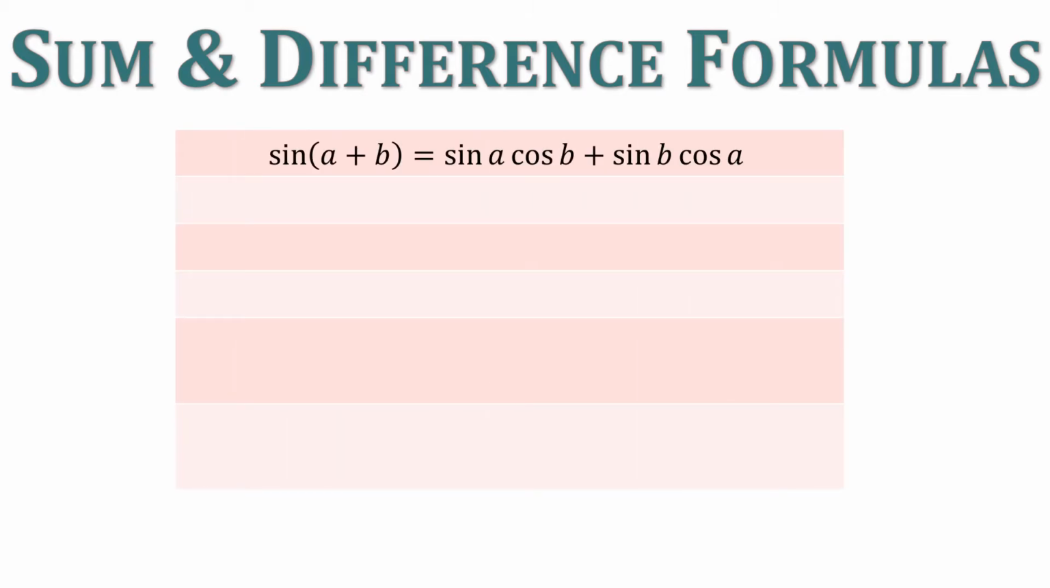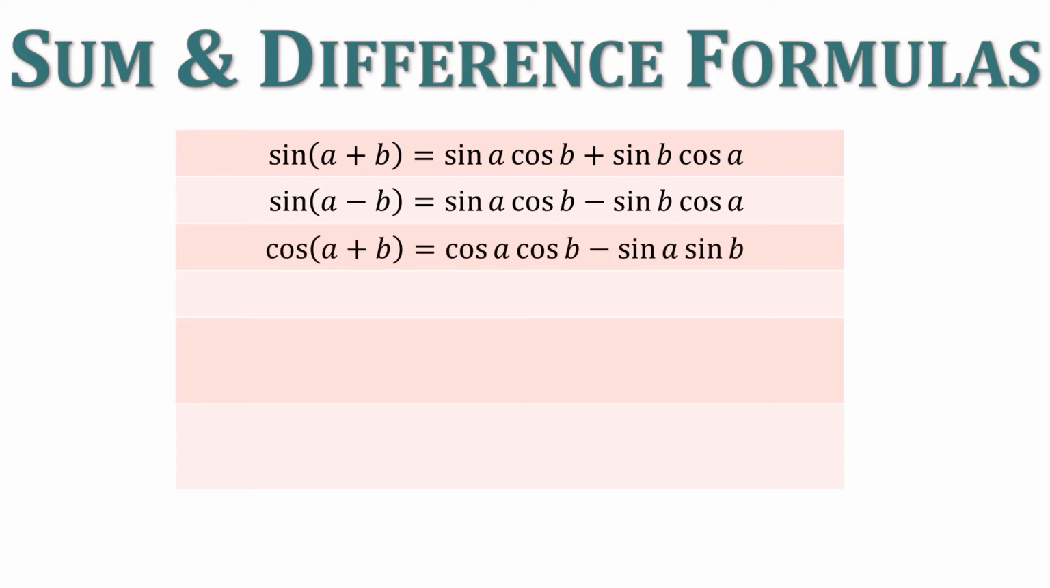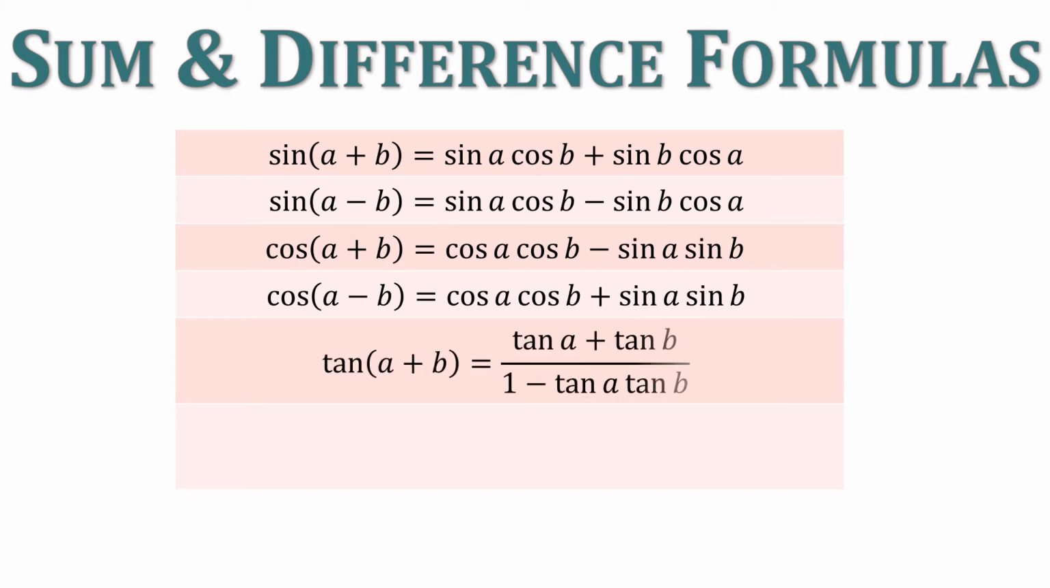In the previous video, we learned about sum and difference formulas. Remember, the sine of A plus B equals sine of A times cosine of B plus sine of B times cosine of A. Sine of A minus B equals sine of A times cosine of B minus sine of B times cosine of A. Cosine of A plus B equals cosine of A times cosine of B minus sine of A times sine of B. Cosine of A minus B is that same thing except it's an addition.